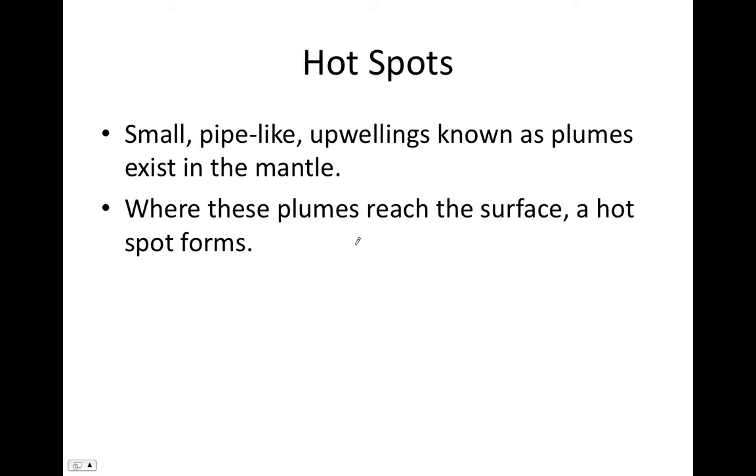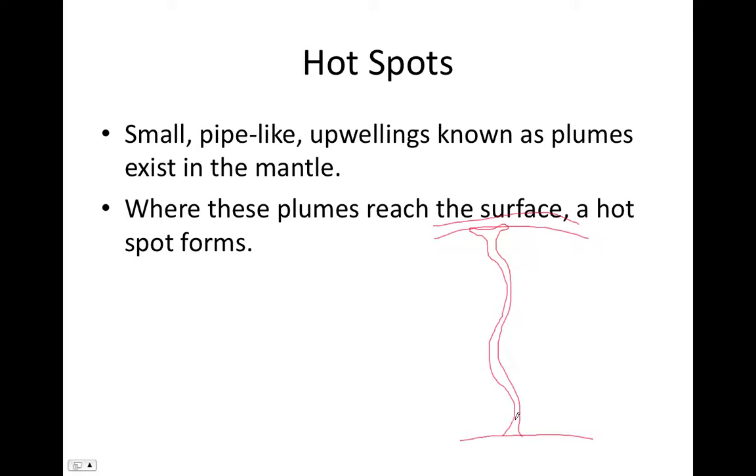Hotspots. Hotspots form from these small, pipe-like upwellings known as plumes in the mantle. So if we have the core-mantle boundary and we have the lithosphere, the top of the lithosphere up here, these mantle plumes are small pipe-like upwellings that eventually reach the top of the mantle and intersect with the lithosphere. Why they occur, we actually don't know. It's an area of active research.